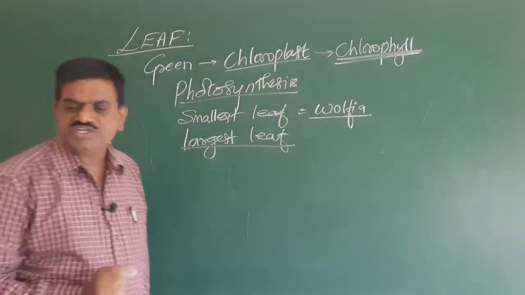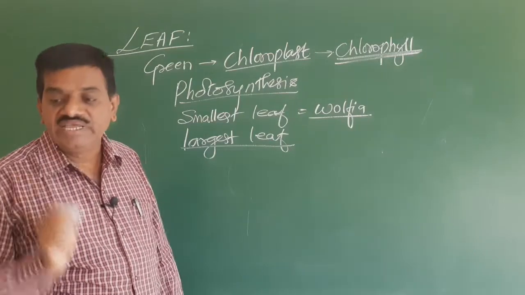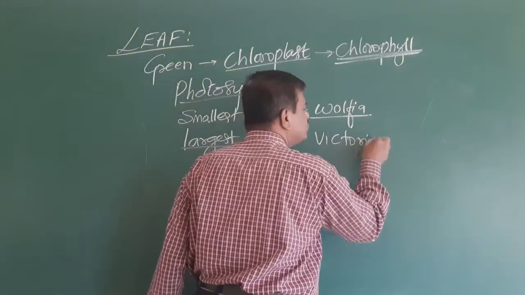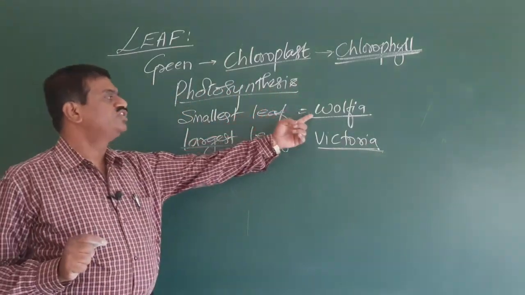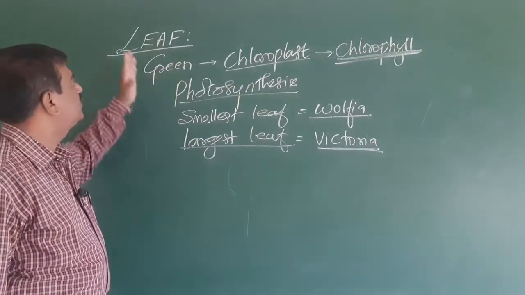The largest leaf is usually present in aquatic floating plants, and this is called Victoria. The floating leaf, largest, is called Victoria, and the smallest one is called Wolffia. So this is nothing but the leaf.